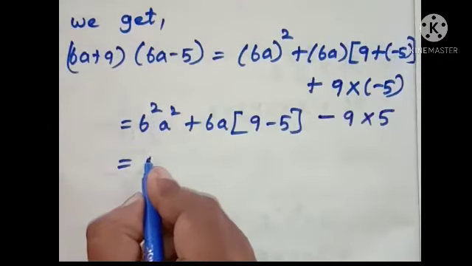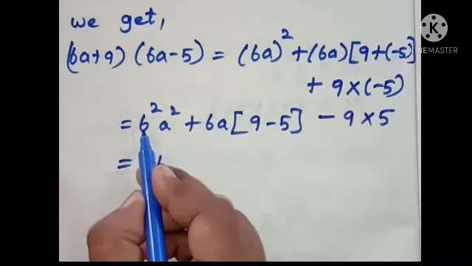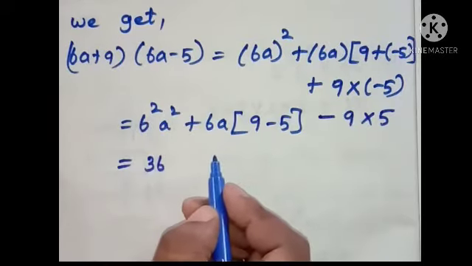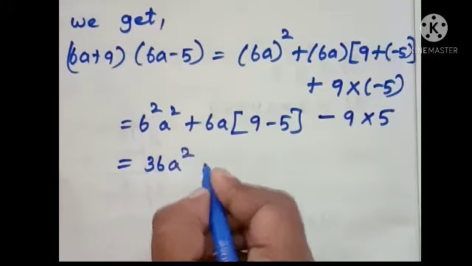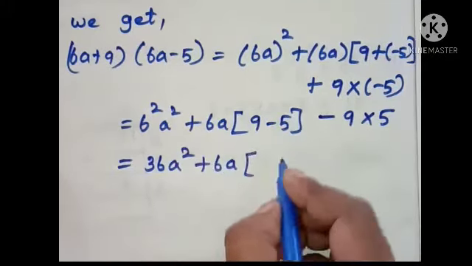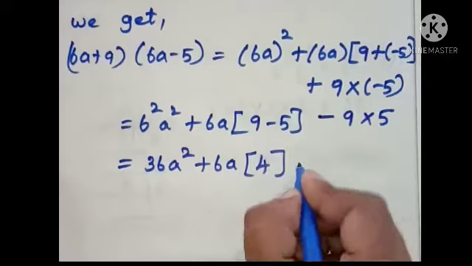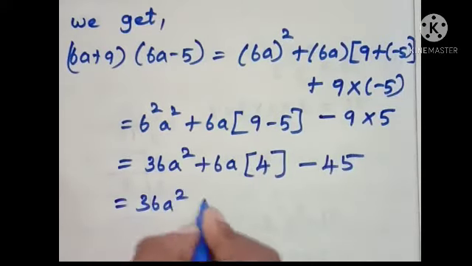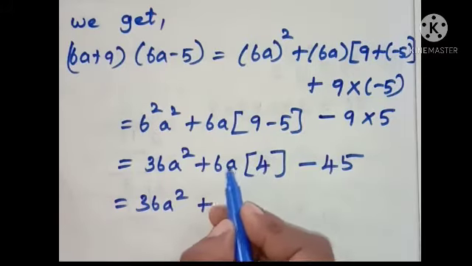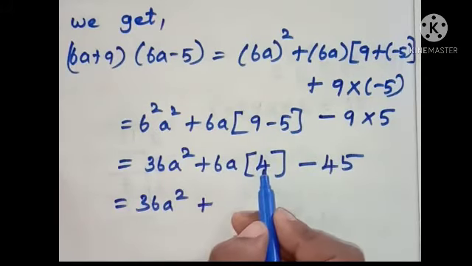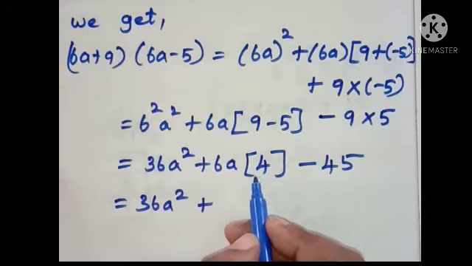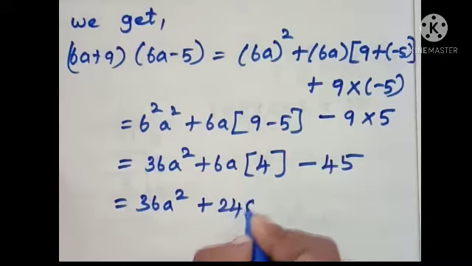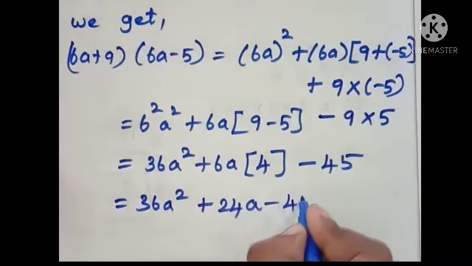Here 6² is 36. The number 6 is multiplied by itself 2 times, so 6 into 6 is 36. 36a² + 6a(9 - 5 is 4) - 9 fives are 45. 36a² plus, here what about the sign between 6a and 4? Yes, it is multiplication. 6 into 4, 6 fours are 24a - 45.